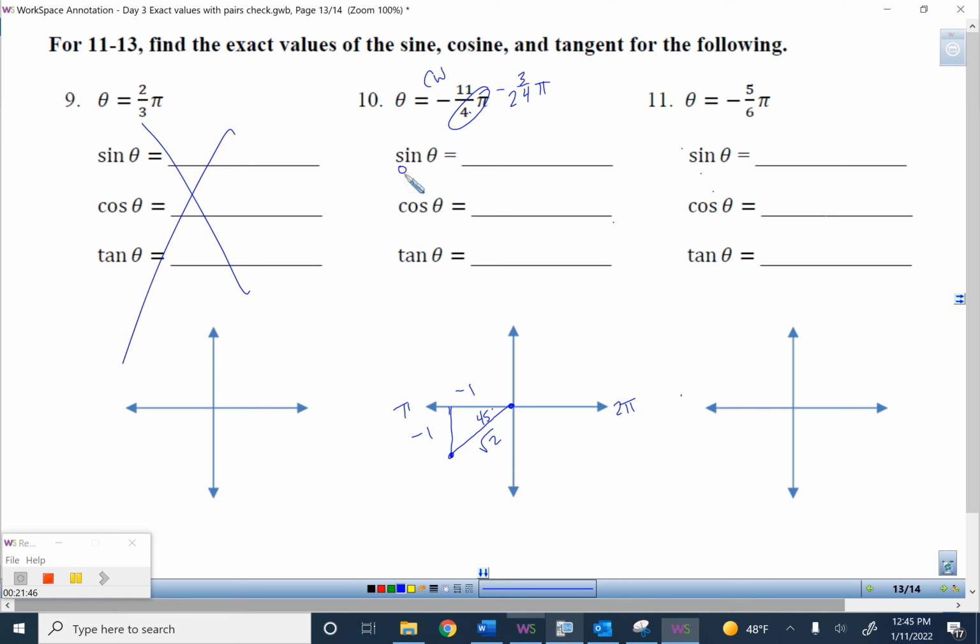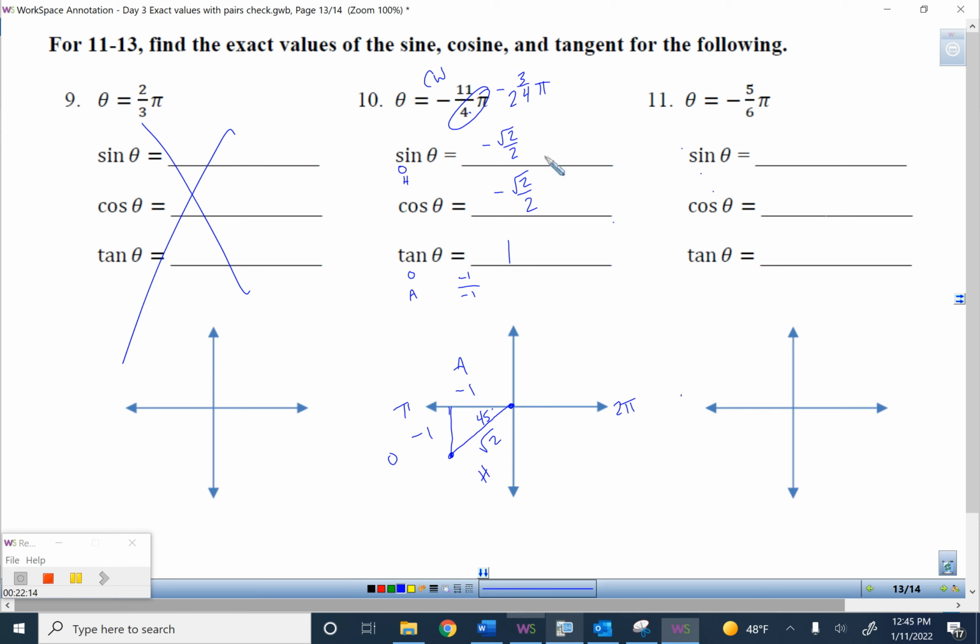Sine is opposite over hypotenuse, so that's the negative 1 over square root of 2, so negative square root of 2 over 2. Cosine is the adjacent side over the hypotenuse, looks exactly the same, negative square root of 2 over 2. And the tangent is opposite over adjacent, so this one's new. We take the opposite side, negative 1, over the adjacent side, negative 1. It ends up being 1.